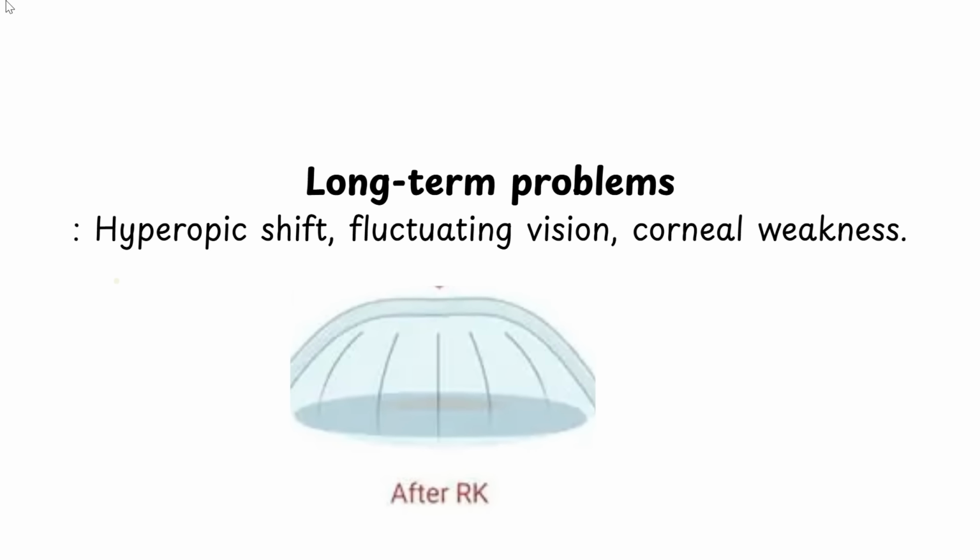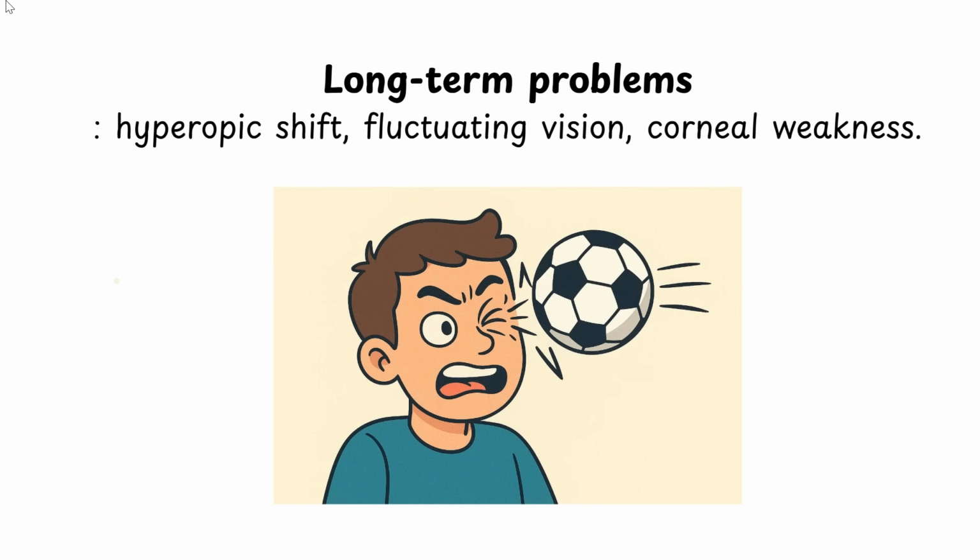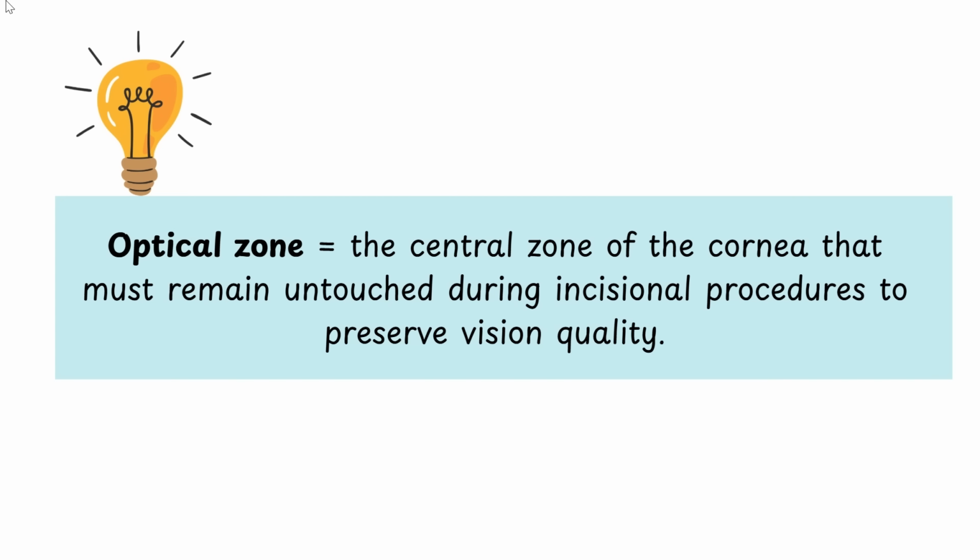However, over time, RK patients, that is radial keratotomy patients, commonly develop progressive hyperopic shift because of excessive flattening of the central cornea and corneal weakening due to those very deep incisions. Because of this, RK is now considered a historical procedure. These corneas are also more prone to rupture, especially in contact sports, which is another reason the procedure fell out of favor.